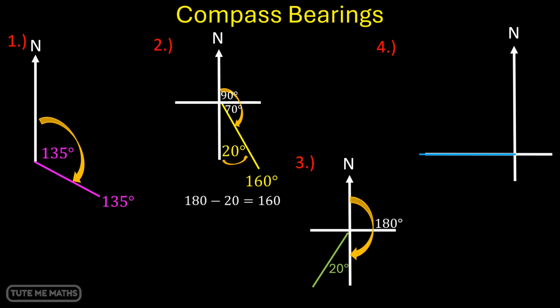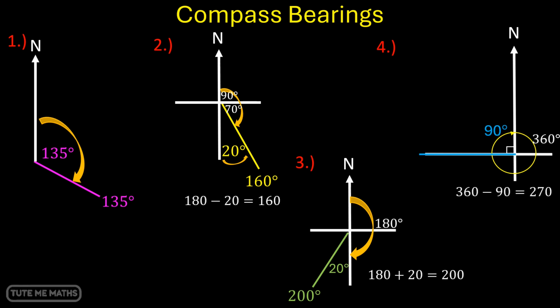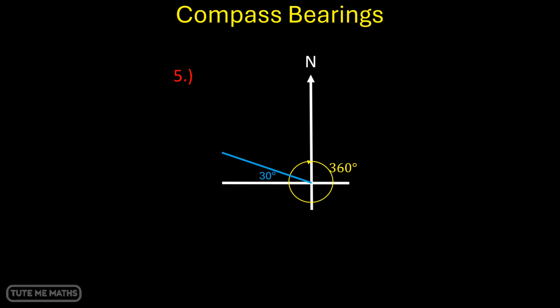So adding it to 180, we find that the bearing is 200 degrees. The final example is in fact due west, but we are asked to find the bearing. We could subtract this 90 from 360, or we could add 3 lots of 90 moving clockwise from north. Either way, the bearing of due west is 270 degrees. If it was further past west, like this, we would either add the amount to 270 or subtract this amount from 360. The bearing is 300 degrees.